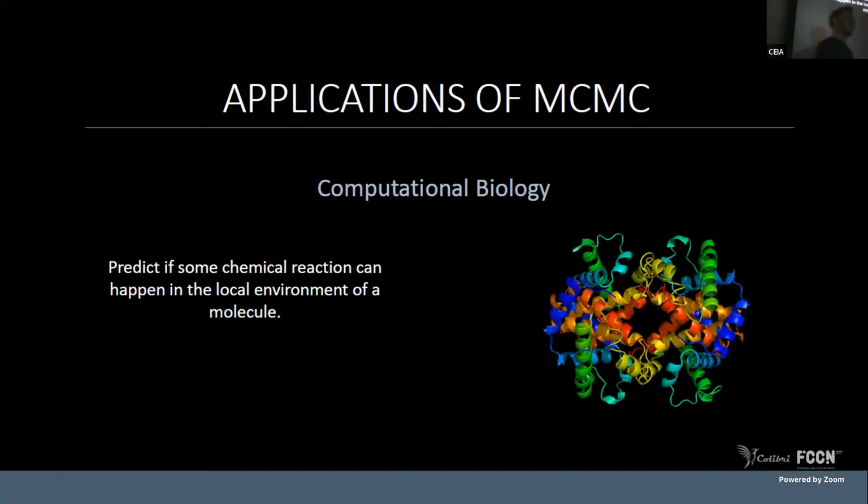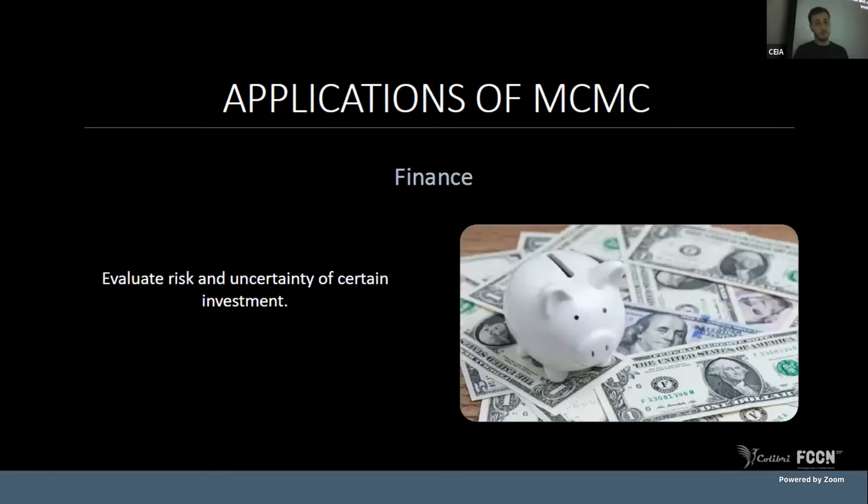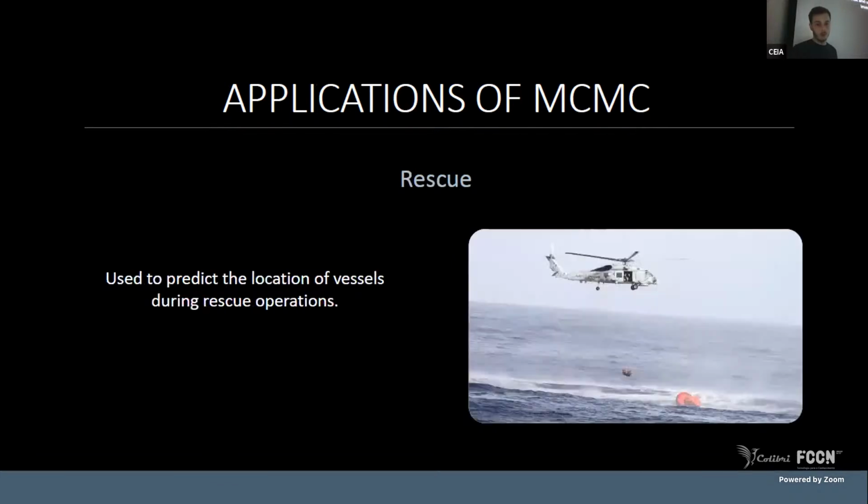Also for computational biology, so let's say you're studying a certain molecule and the molecule lives in a certain environment surrounded by molecules or whatever. And you can use those methods to predict some reactions and chemical reactions, chains of reactions that can happen for that molecule. In finance, you can evaluate risk of certain investments using these methods, which is quite useful. I mean, you don't want to lose money.